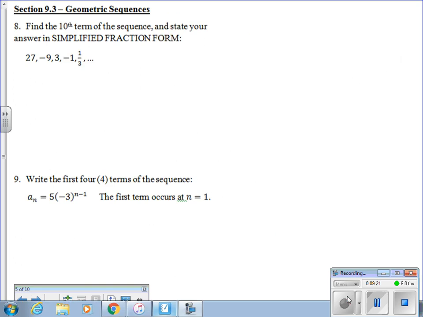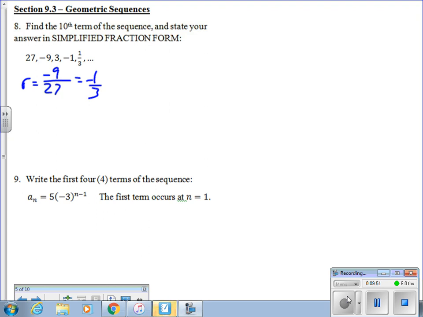Okay, next one, geometric sequences. Find the 10th term, state your answer in simplified fraction form. So the first thing I need to do is find what R is. Take any one of the numbers, negative 9, divide it by the number in front, reduce, you get negative 1/3. Or I can say, negative 1 times negative 1/3 gives me 1/3. That's an easy one to figure out R from the sequence itself.